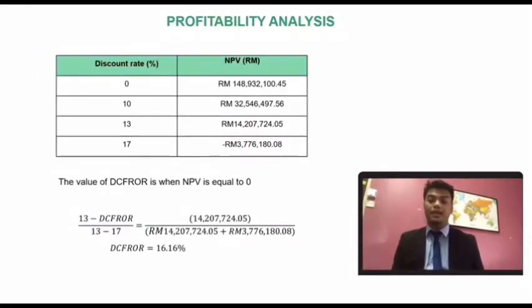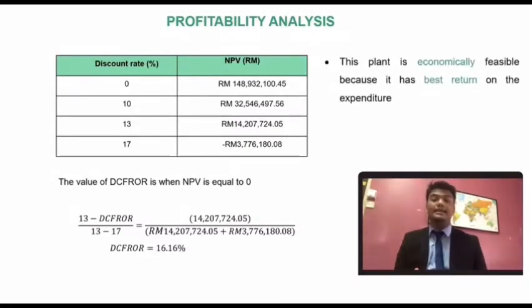After the interpolation, the interest rate is about 16.16%, and it gives the value of NPV for this project equal to 0, which means this represents the highest after-tax interest rate at which the project can break even. According to the overall economic analysis of this 1-propanol plant, it can be inferred that this plant is economically feasible because it has the best return on the expenditure.